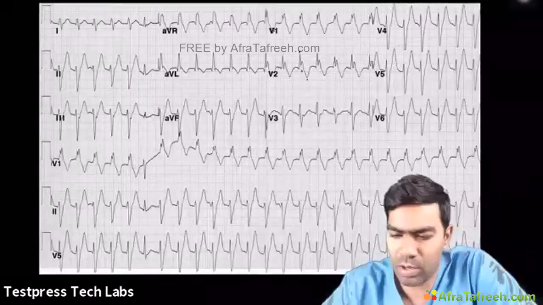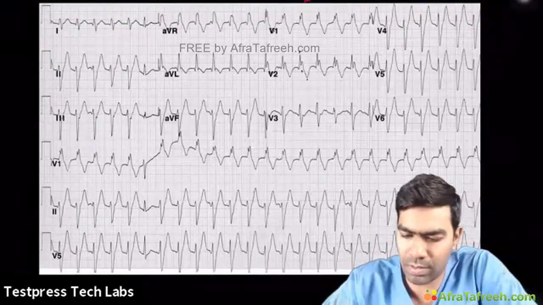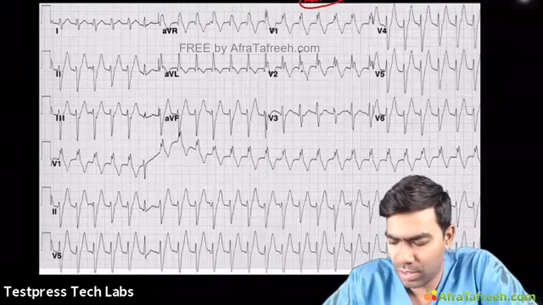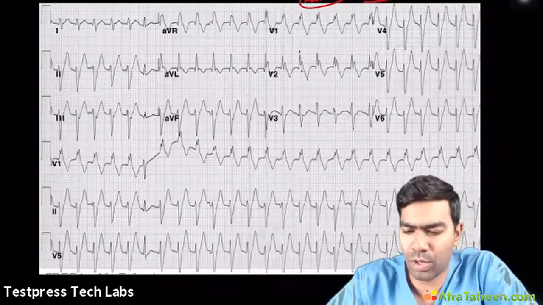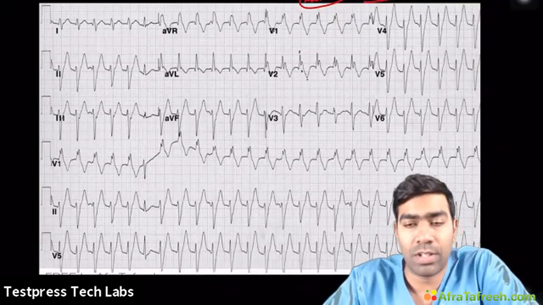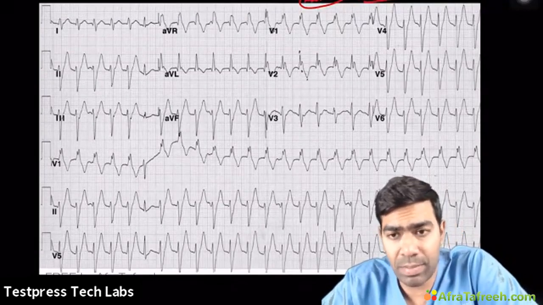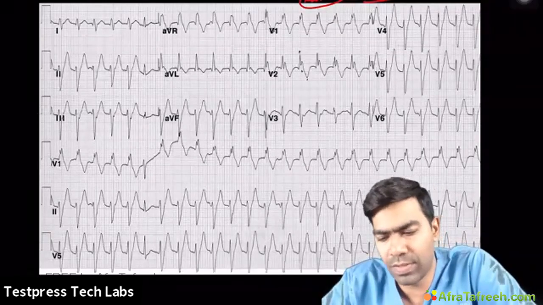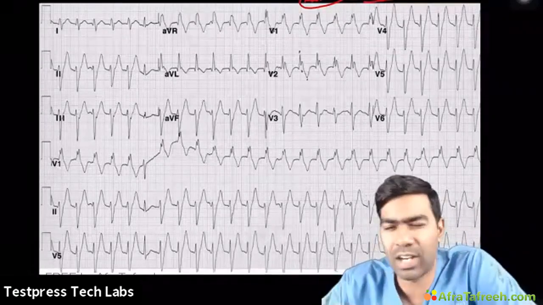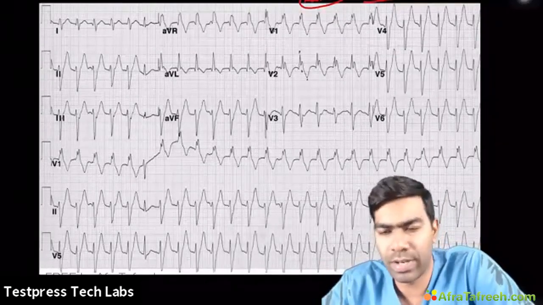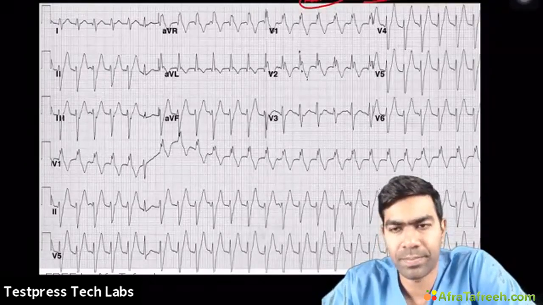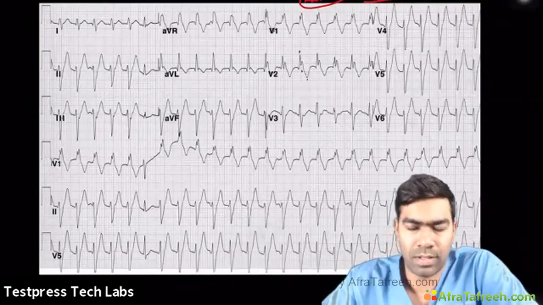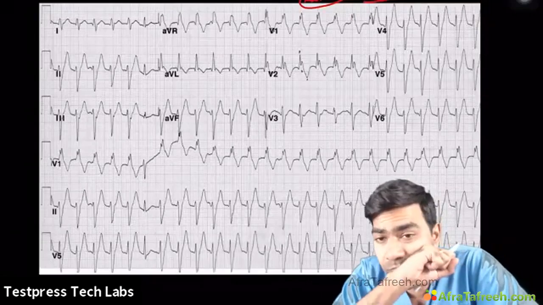Okay, it's a narrow complex tachycardia, but it's having an RBBB kind of morphology. Then what else do you want to know? What kind of tachycardia is this? Is it an SVT with aberrancy or is it a ventricular tachycardia? So look for the signs. Now if it's narrow, then you cannot look for the RS ratio and all this. Go for AV dissociation. Are you seeing any AV dissociation here?